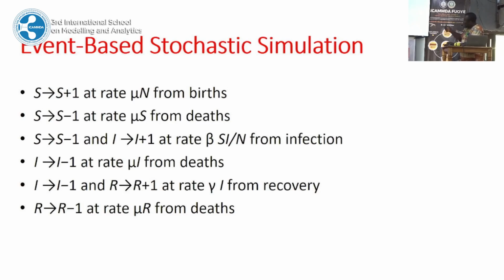For I, it's an outflow. For R, it's an inflow. So for I that's an outflow, you have I minus 1. For R that's an inflow, you have plus 1. And then the sixth event, from R: people recovered, died naturally, and so you have an outflow. Okay. Are you clear with that?